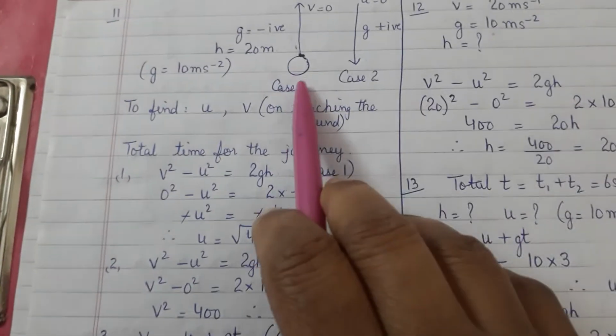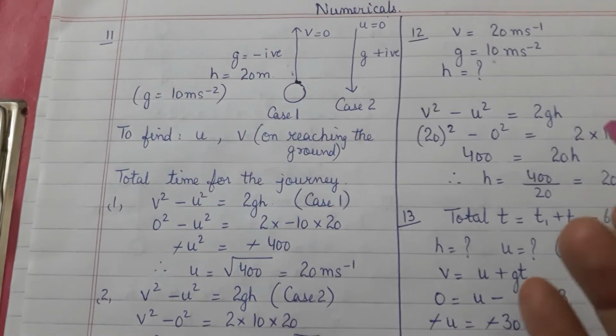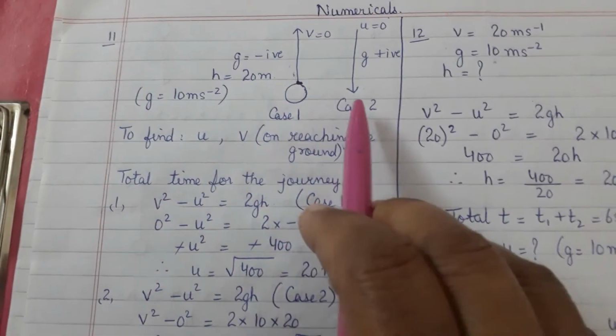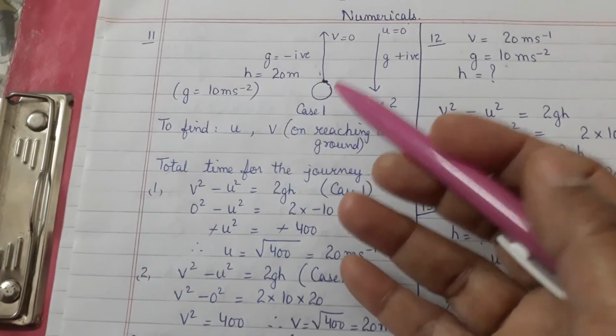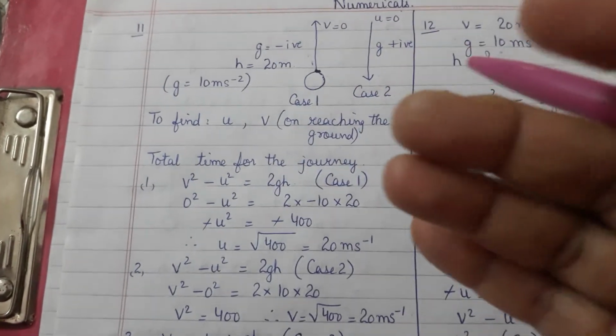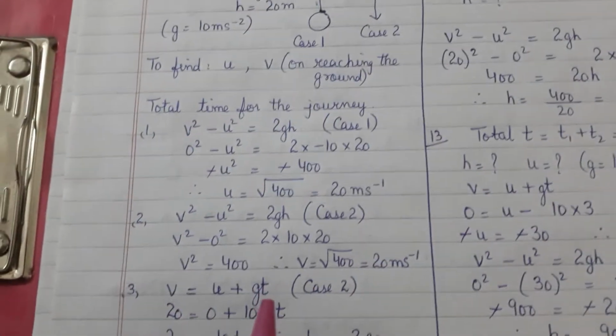And ultimately, when I want to find out time, it is the total time. Now, it's up to us, children, whether we want to use case 1 or case 2. So I have chosen case 2. You can even choose case 1 in order to find out the one-sided time. You can choose any one out of the two cases.